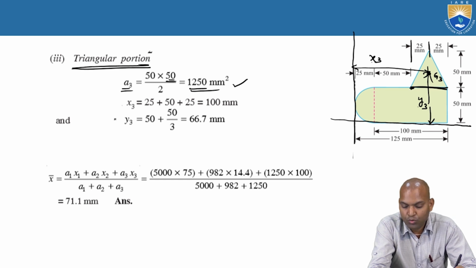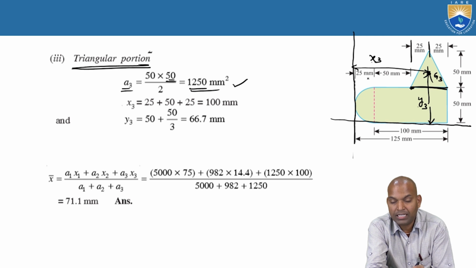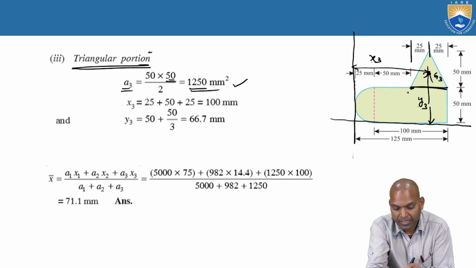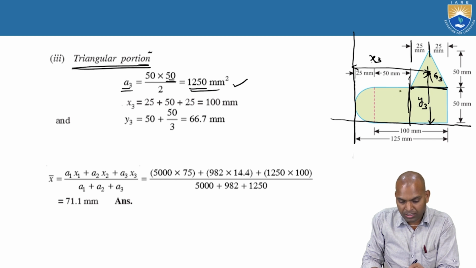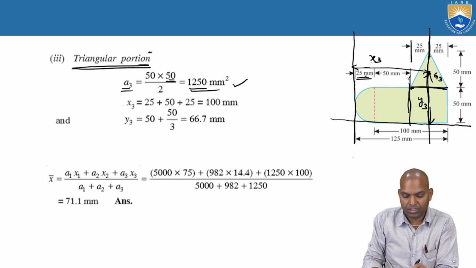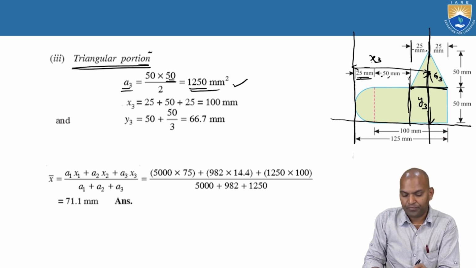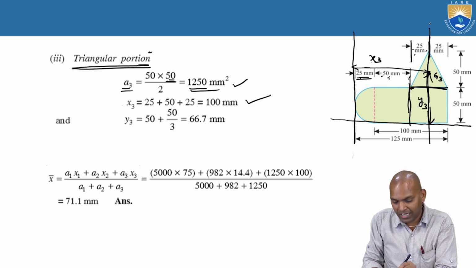Okay, what about x3? We want x3. From where do we have to get it? So here the x3 is considered. How to get the x3 portion? Very important. x3 is the sum of, this is the passing line, the section line, 25 millimeters, 50 millimeters and 25 millimeters. 25 plus 50 plus 25, that is 100 millimeters. x3 is the centroidal x here.